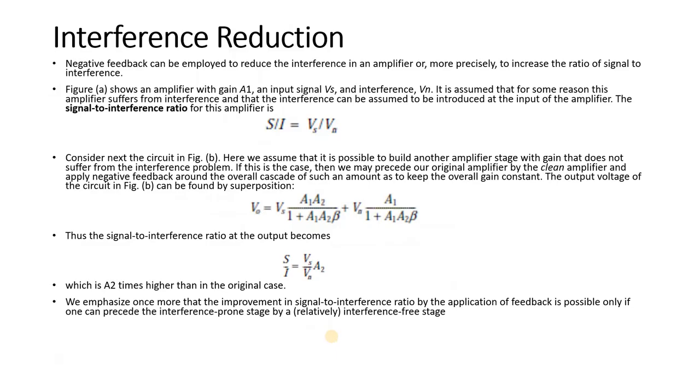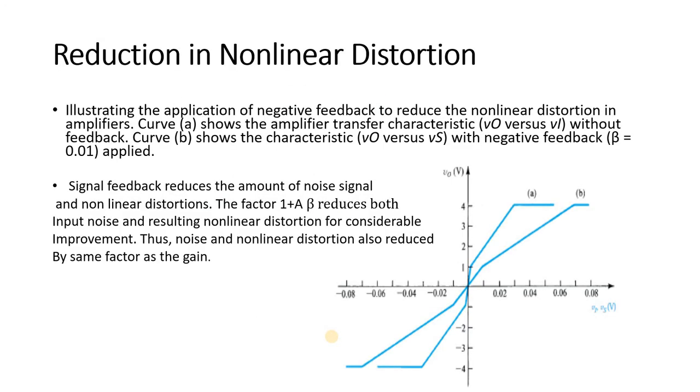Next is the interference reduction, that is signal to noise ratio. First you need to calculate S by I, the signal to interference ratio, and then explain how it is going to affect the entire system. Next is the reduction in the nonlinear distortion. When the feedback amplifier starts working, there will be a non-linear distortion. When we use feedback, there will be a reduction in the non-linear distortion. That has been explained with the help of this graph.